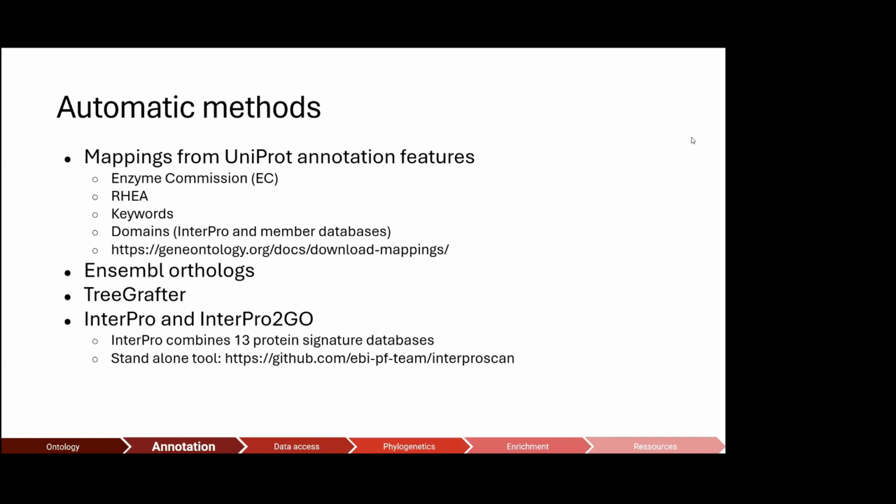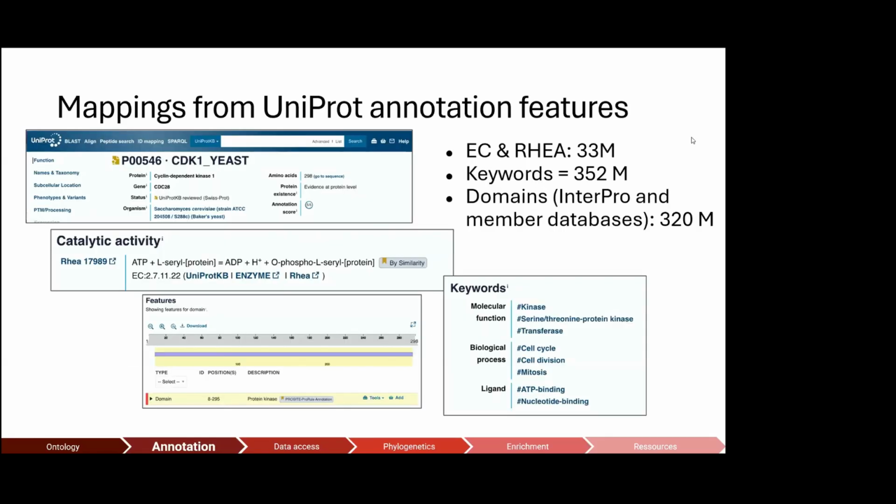You also have Ensembl orthologs, TreeGrafter, and InterPro and InterPro2GO, which are domain databases that can also generate some GO annotation. To show you, for instance, if you take this example of the CDK1 protein from UniProt, as you can see, there is a RHEA associated to this protein. This RHEA shows that it's a kinase, and from this information it will generate an automatic GO annotation that it has a kinase activity.